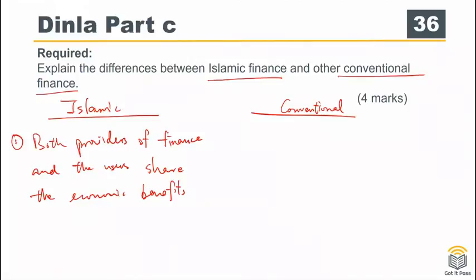Okay, so they need to share the economic benefits for both providers and the users of finance. It's a principle of Islamic finance. Okay, because it is concerned about the benefits of the economic activity, not only to the providers but also to the users as well. So both parties should benefit or should share any advantages from these financing activities.